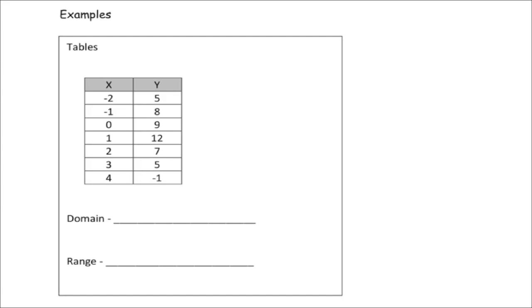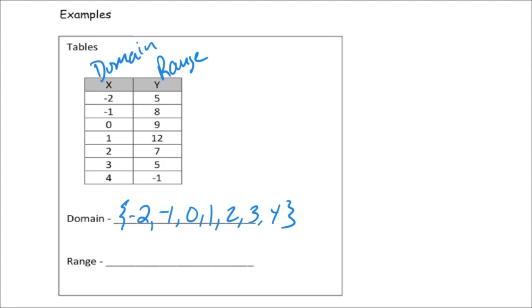We'll start by looking at a few examples. Our first example will be a table, and a table goes with our definition. X will be the domain, y will be the range. In a case like this, if we were asked what is the domain and what is the range, the domain would simply be the set of -2, -1, 0, 1, 2, 3, and 4, which is just listing them out.